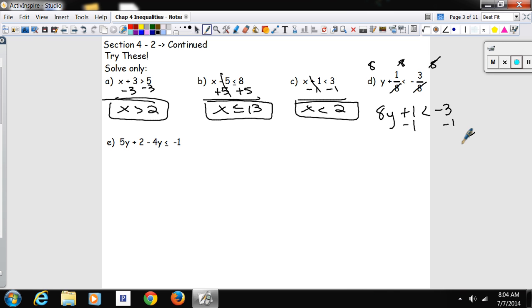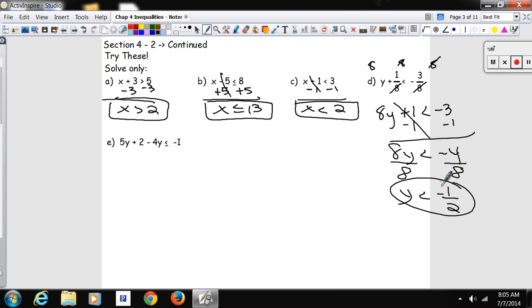So subtract 1 on both sides to get rid of the 1. 8y is less than negative 4. Divide by 8. And y is less than negative 1/2. So negative 4 over 8, I reduced that because I divided these both by 4. 4 divided by 4 was 1. 8 divided by 4 was 2. It stayed as a negative. 1/2 is what you'd get, less than negative 1/2. So anything less than negative 1/2 is a right answer. Anything greater than would be a wrong answer.